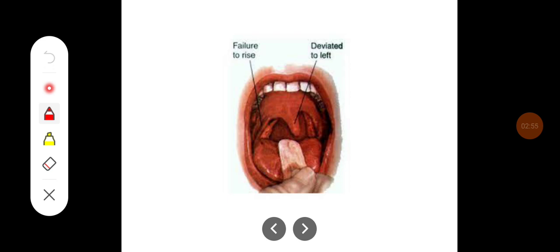So this is the ah test, where on saying ah, there will be raising of both the palatal folds. Here, in the right sided failure, there is a failure to rise on this side and the tongue is deviated to the left side.